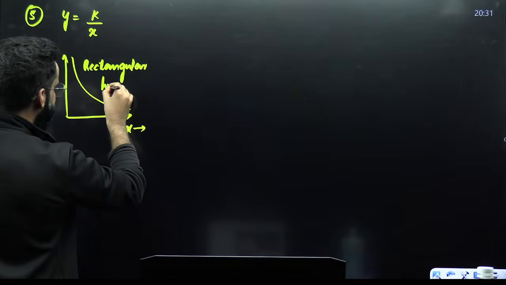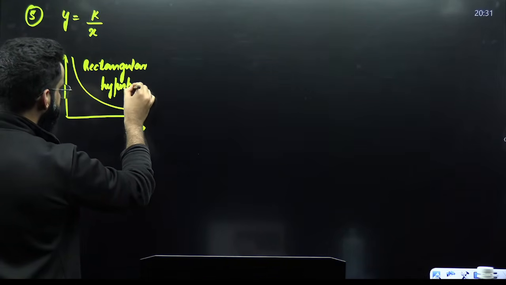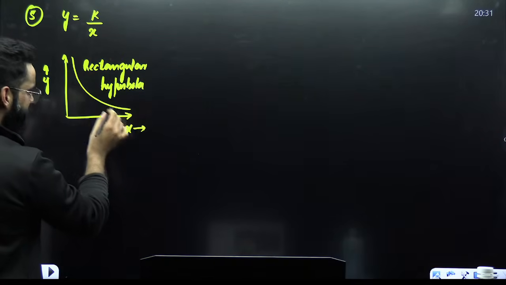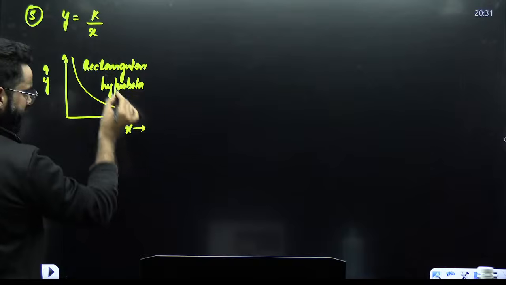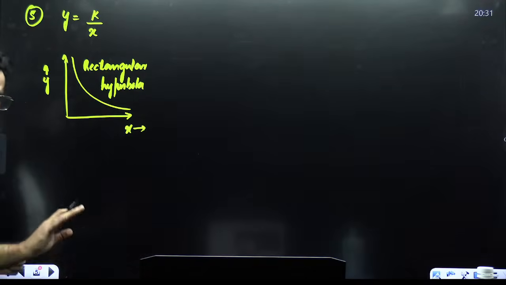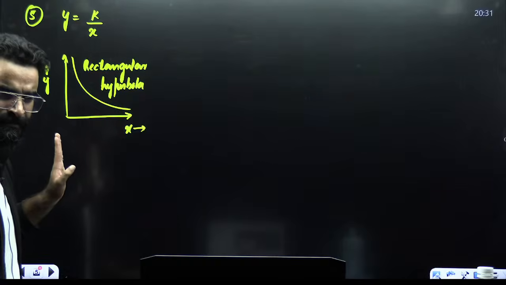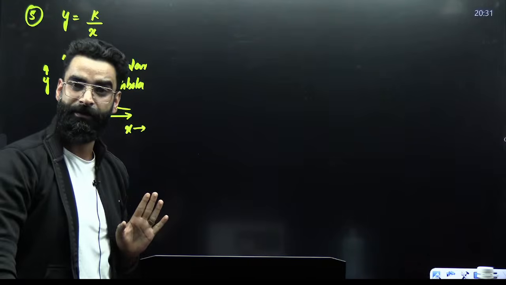This is called the rectangular hyperbola. It neither cuts the y-axis nor the x-axis. Basically, it cuts the y-axis at infinity and the x-axis at infinity, but we have got nothing to do with that. Just remember, it neither cuts your y-axis nor your x-axis. This graph is called the rectangular hyperbola.